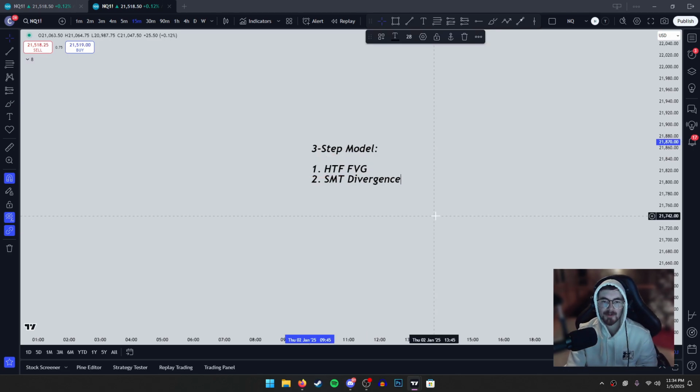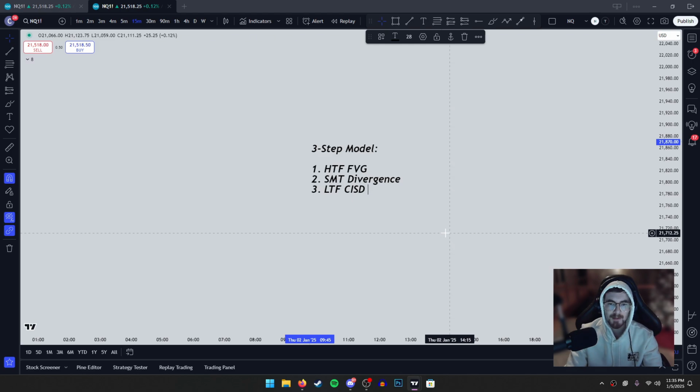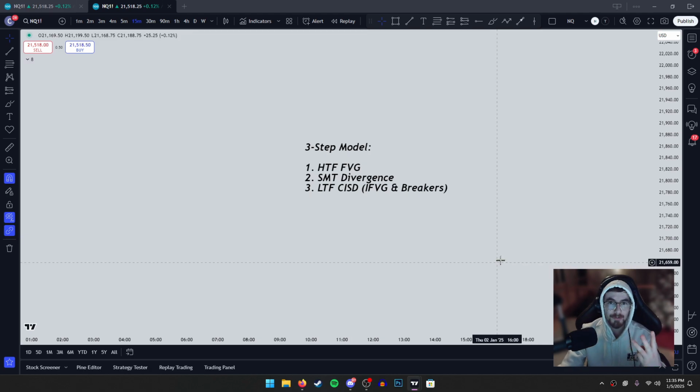So once you have a high time frame gap and SMT divergence, the last step is a low time frame change in the state of delivery. Now this can be in the form of 2 different things. I specifically look for IFVGs and breakers. And that's as simple as it gets. This is all 3 steps of the model.